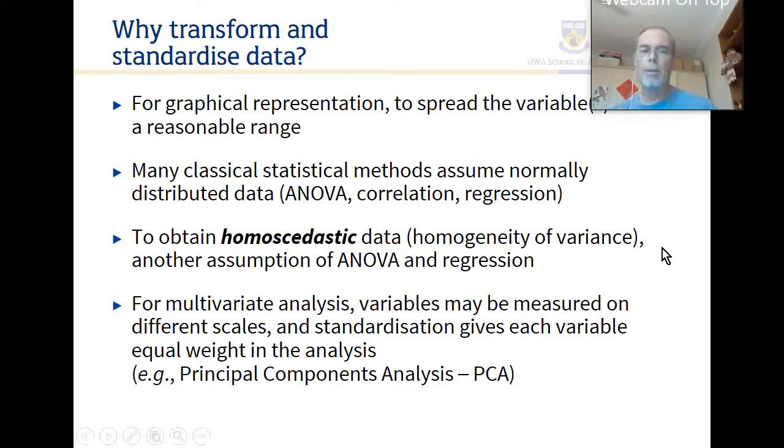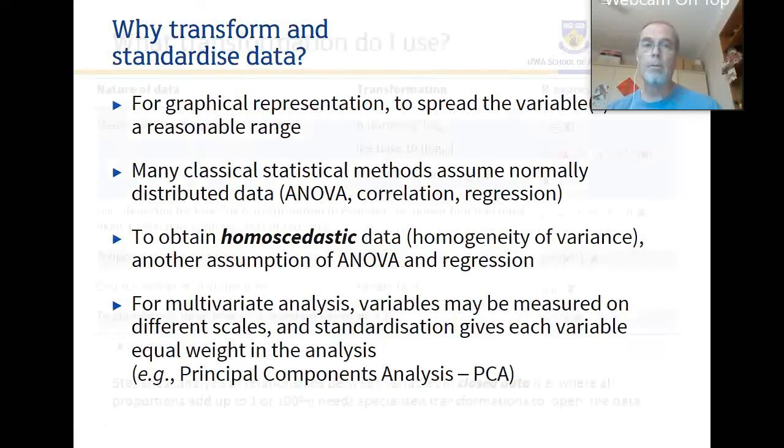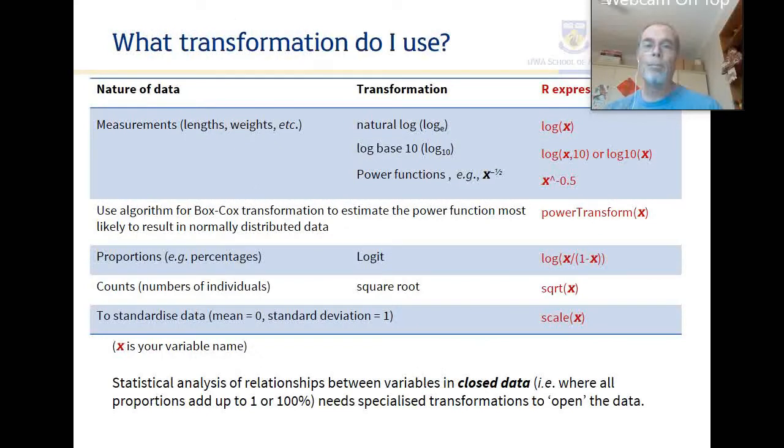And the other reason we do it is to normalize the variances, to equalize the variances, between groups. That is to create homoscedastic from heteroscedastic data. And ANOVA and regression, for example, also assume that, and we can violate those assumptions if our data are not transformed. And there are some specific issues to do with multivariate analysis, which we won't go into in this unit.